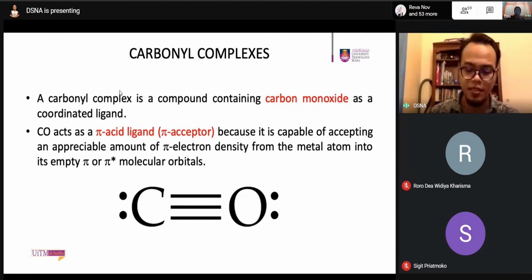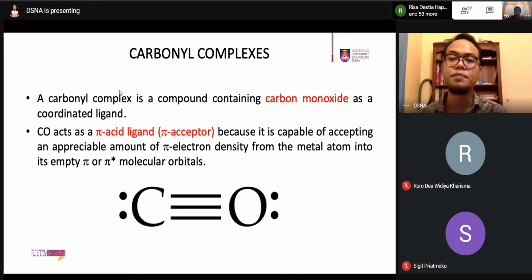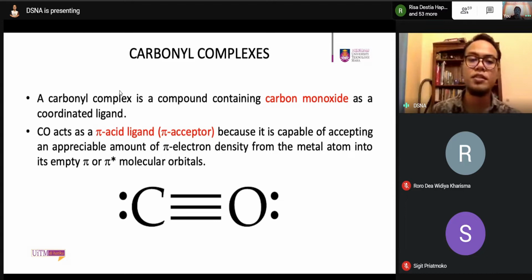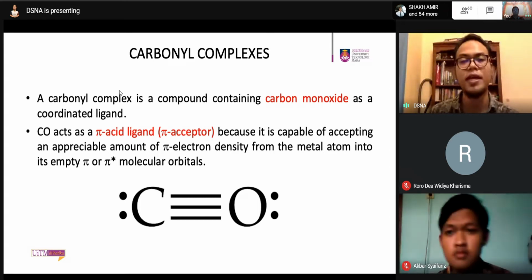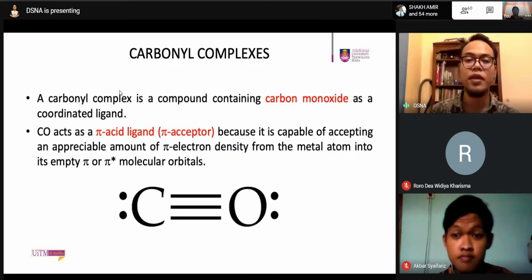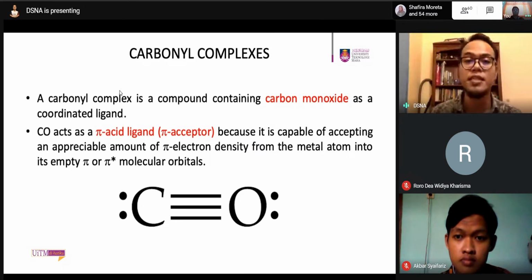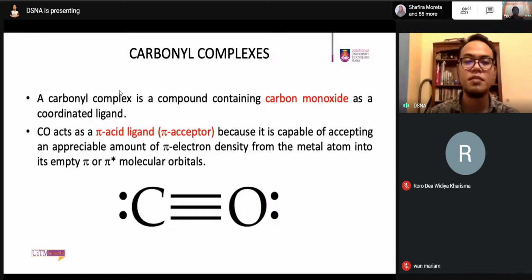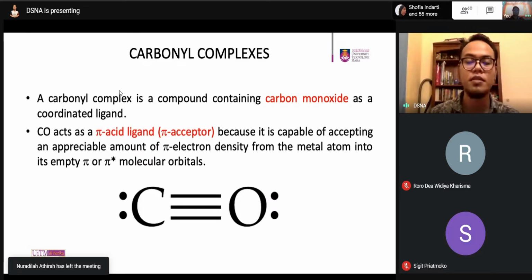The Lewis structure is given there. So we use carbon monoxide. This is called a pi-acid ligand. I'm going to explain in further detail later why we call it a pi-acid ligand. But for now, it is best for us to accept that CO, or carbon monoxide, is a good ligand that can complex with various types of metal.